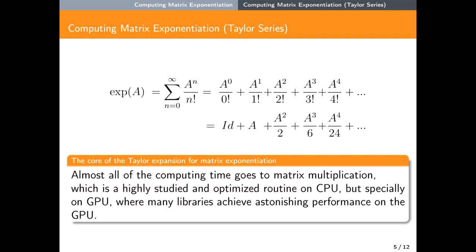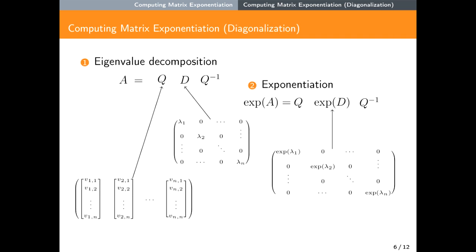But since the matrix multiplication is much more heavy than matrix sum, the core of the Taylor series is the matrix multiplication. The second approach to calculate the matrix exponential is the diagonalization.